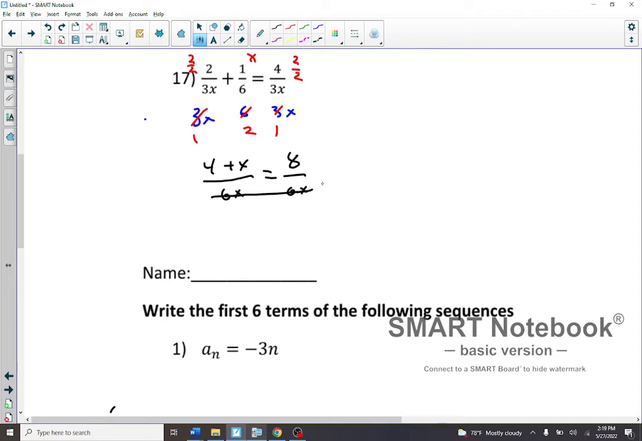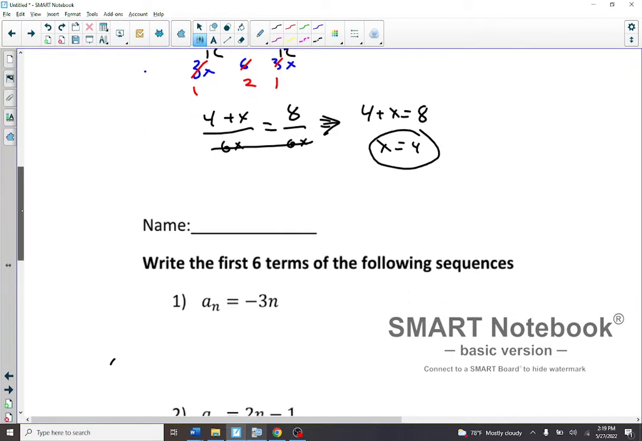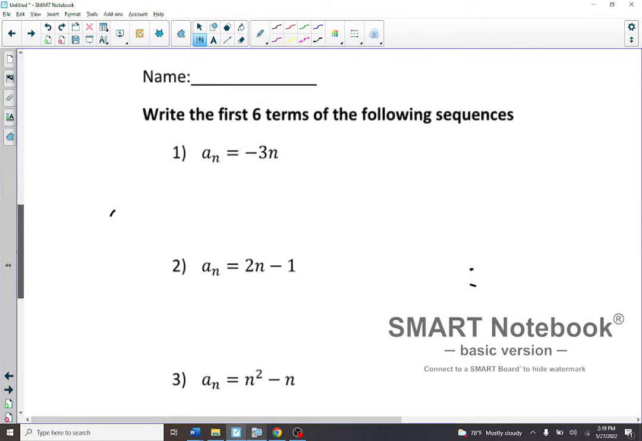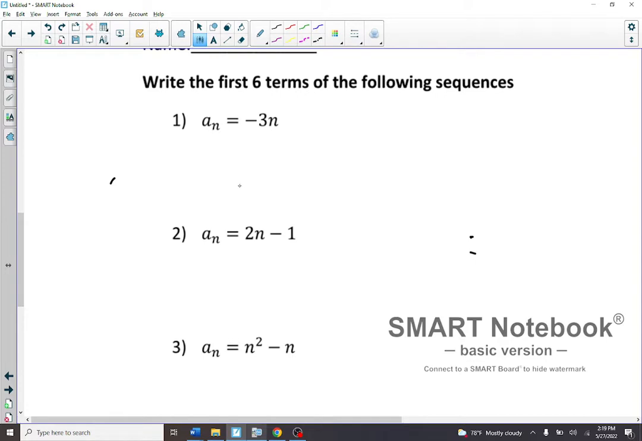Wait a second, we could cross these out. So it's 4 plus x equals 8. A little bit of algebra, x equals 4. Check again. This causes 12. This causes 12. No extraneous solution. Remember, if it causes a 0 on the bottom, it will be an extraneous solution.